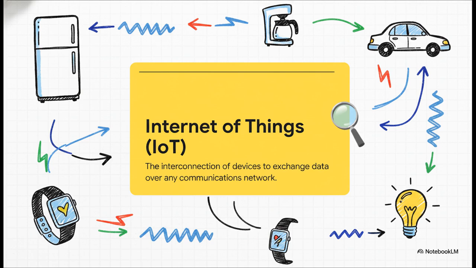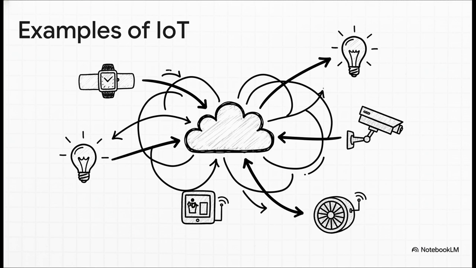The definition itself is simple, but what it means for the world is huge. It's all about taking everyday physical things, sticking sensors in them, and connecting them to a network so they can send and receive data. And the sheer scope of IoT is just massive.